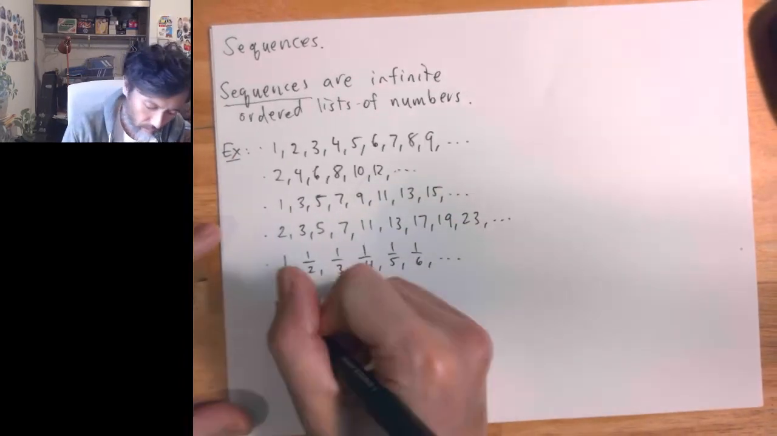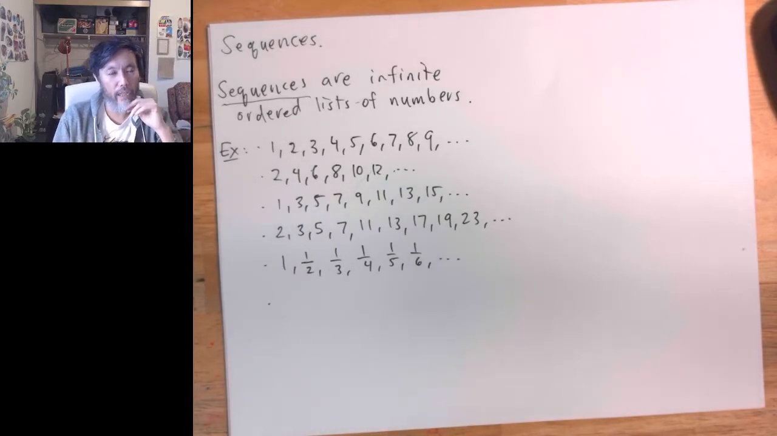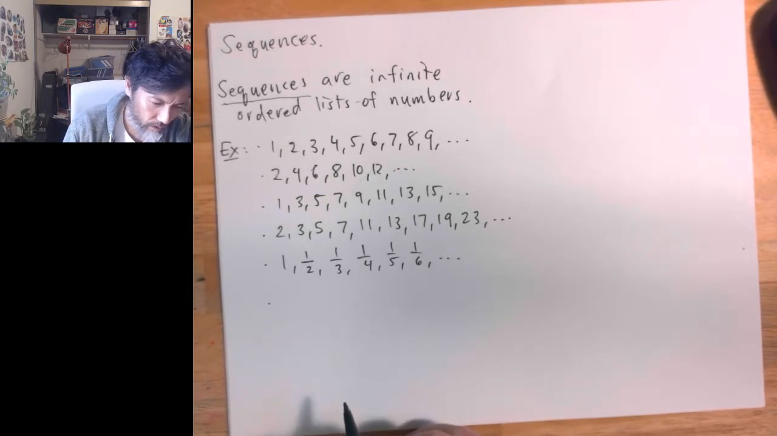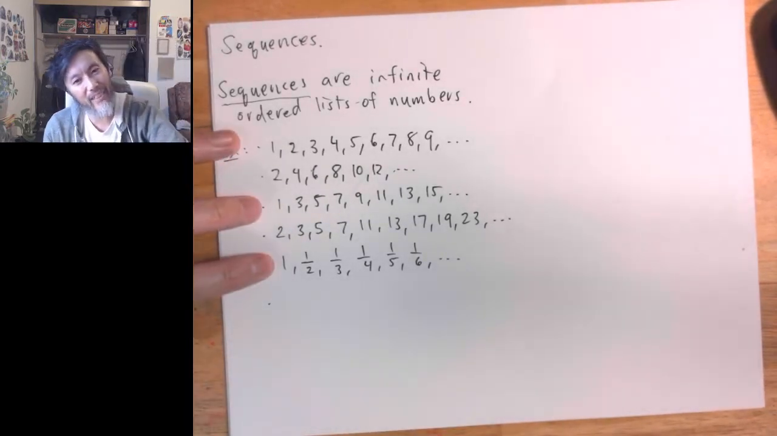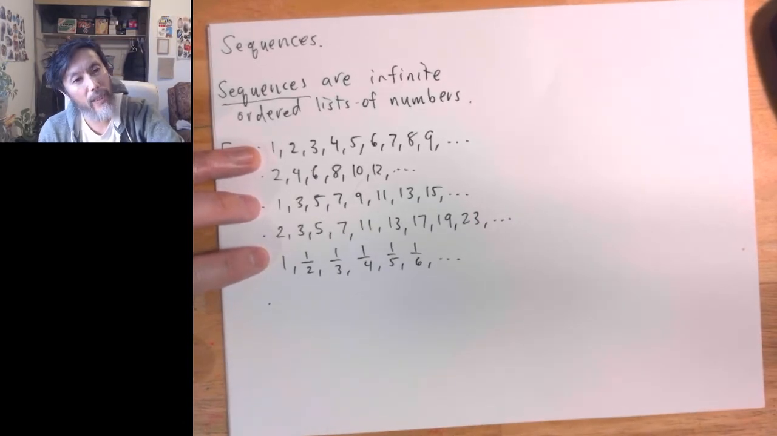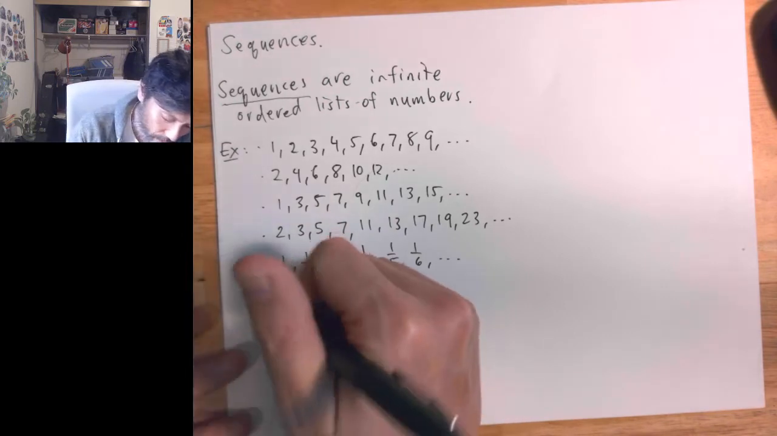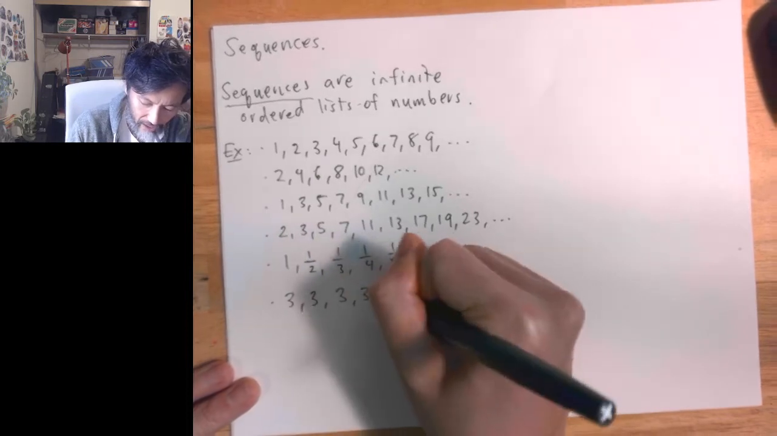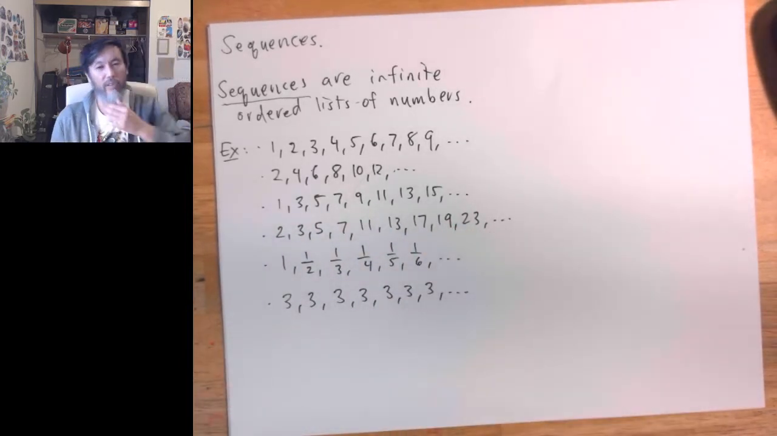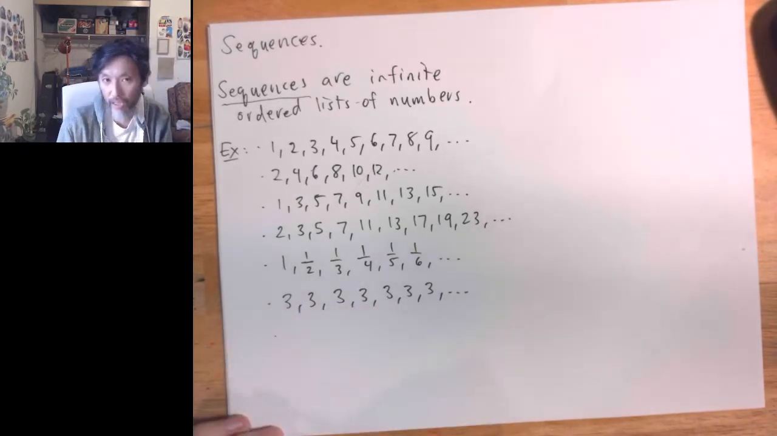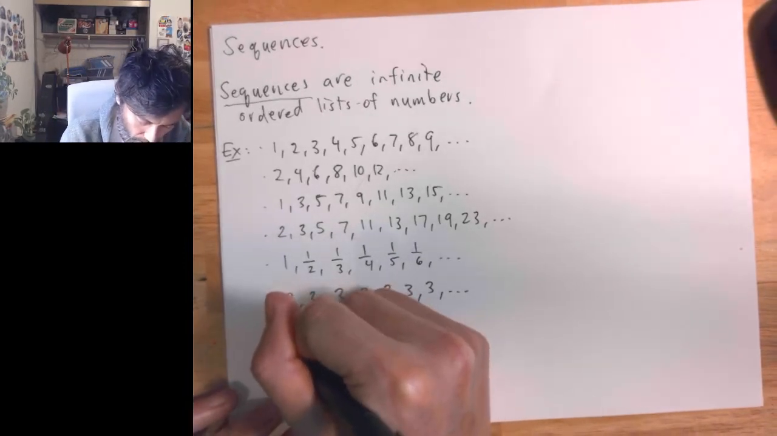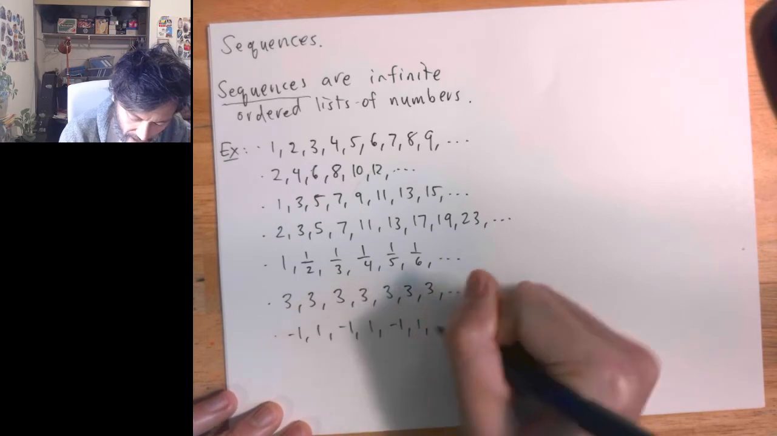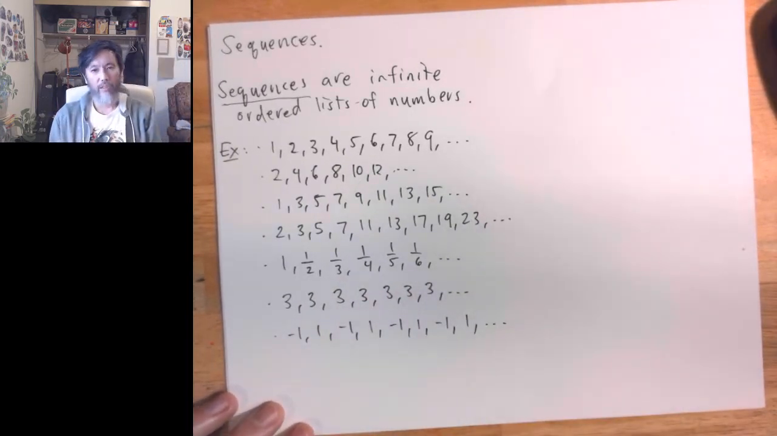Another example rather is, you might think from these examples that the numbers can't repeat, but that's not true either. Here's another example of a really simple sequence. 3, 3, 3, 3, 3, 3, 3. That's also a sequence. Here's another sequence. -1, 1, -1, 1, -1, 1, -1, 1, etc. You see these dots that I'm writing?